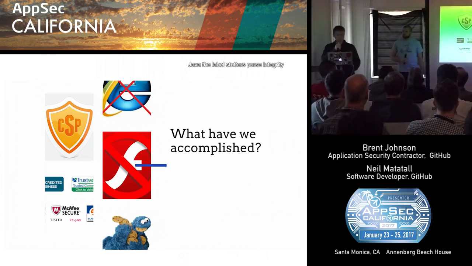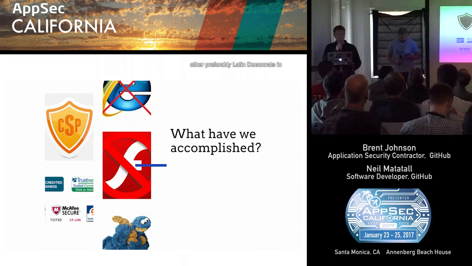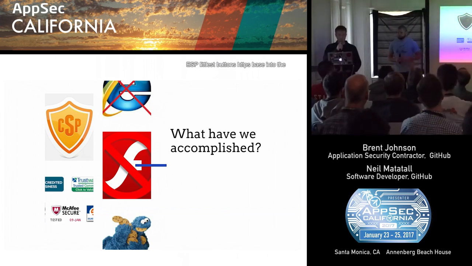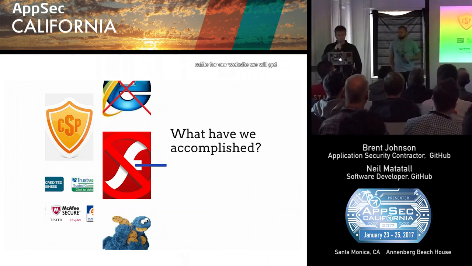We've enabled sub-resource integrity, which ensures that sources from our content delivery network match pre-computed integrity values. So if our CDN gets compromised and starts trying to serve malicious code, the browser will realize it isn't correct and won't run it. We've eliminated browser traffic sniffing over plain text. We're on the HSTS preload list, so that means that HTTPS is baked into the browser for our website. We've limited browser HTTPS man-in-the-middle attacks using public key pinning.